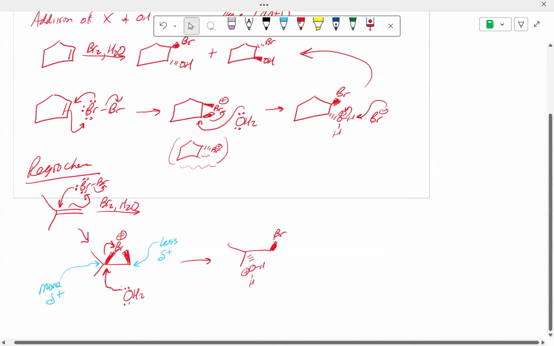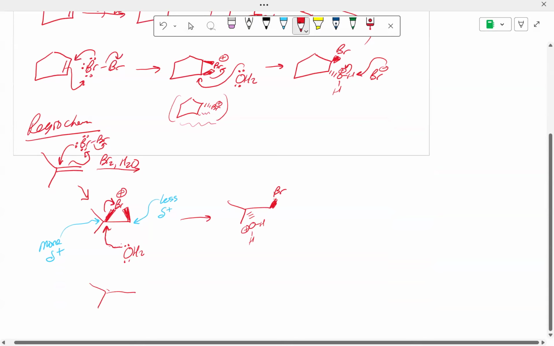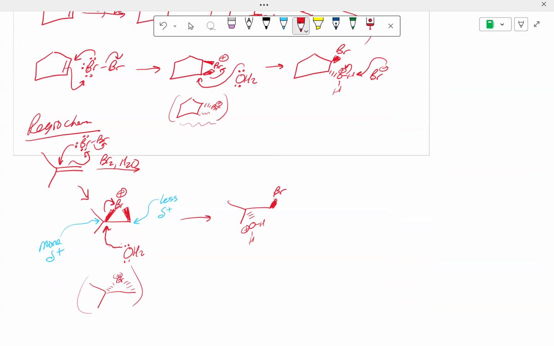And again, I'm just showing one stereoisomer. This also happens if or when the bromonium ion bridge is going down. I'm just showing one, and then we'll deprotonate, and that gets us to this product here. And then we'd also get the opposite, or we'd also get the enantiomer.